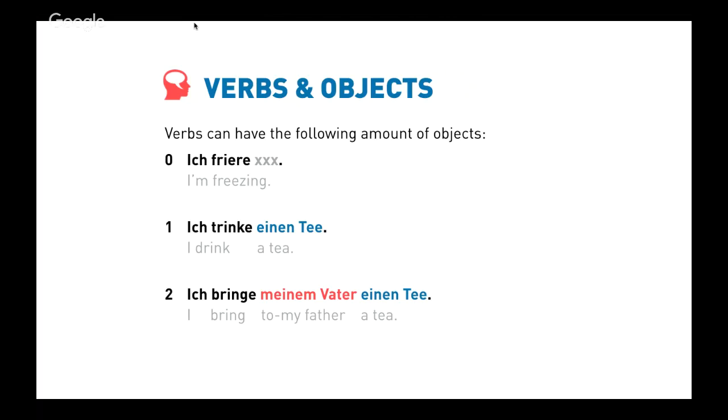Then we have those that can take two objects. You can see I've colored them here in different colors, and that's quite common coloring. You color the dative red and the accusative blue. You might find that with other tutors or in other materials as well. So you can bring a tea, and if you bring a tea, you can also bring that tea to a person. I've always translated the dative with "to" a person. So these are the options.